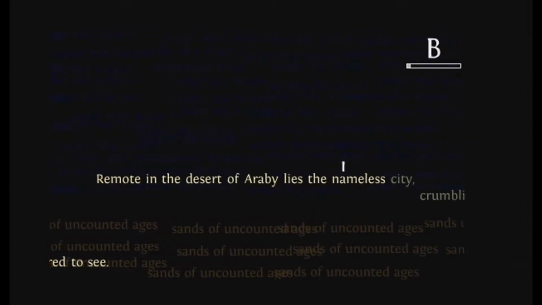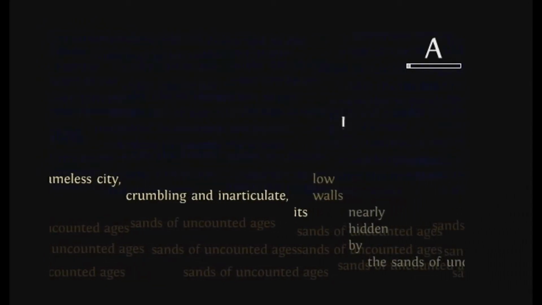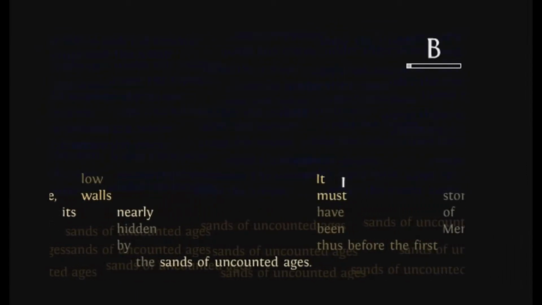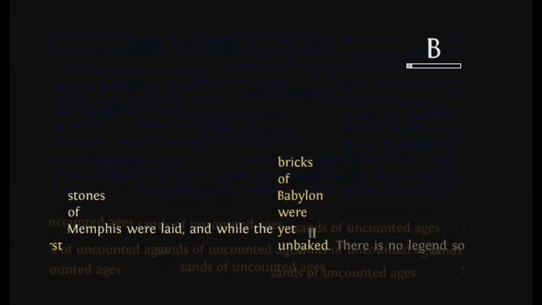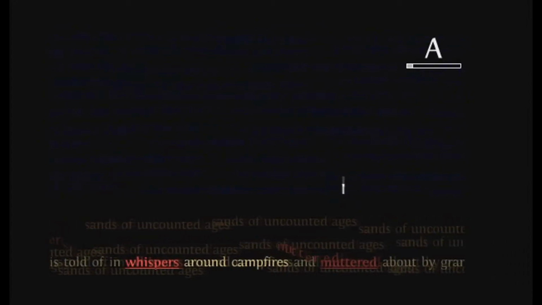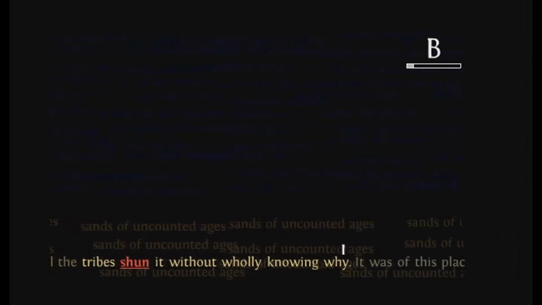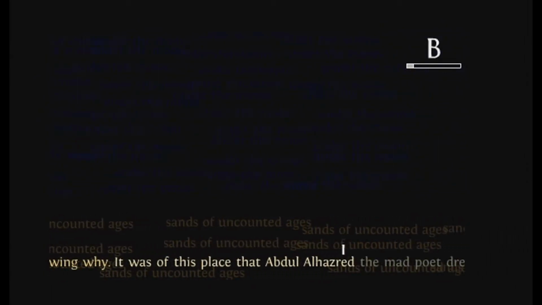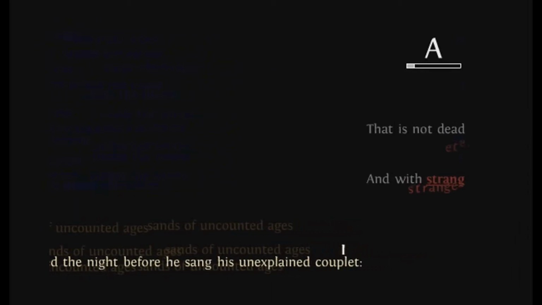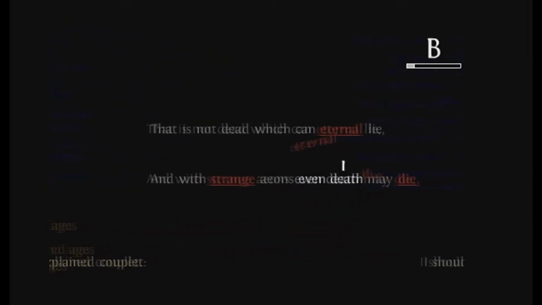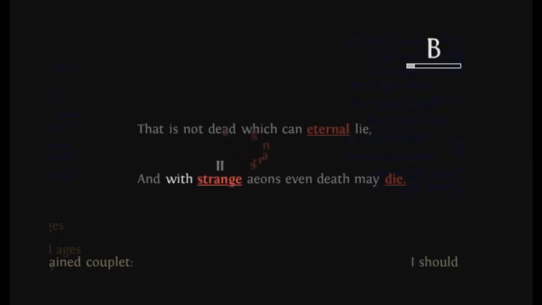Remote in the desert of Arabia lies the nameless city, crumbling and inarticulate, its low walls nearly hidden by the sands of uncounted ages. It must have been thus before the first stones of Memphis were laid, and while the bricks of Babylon were yet unbaked. There is no legend so old as to give it a name, or recall that it was ever alive, but it is told of in whispers around campfires, and muttered about by grandames in the tents of the sheiks, so that all the tribes shun it without wholly knowing why. It was of this place that Abdul Alhazred, the mad poet, dreamed the night before he sang his unexplained couplet: That is not dead which can eternal lie, and with strange aeons even death may die.